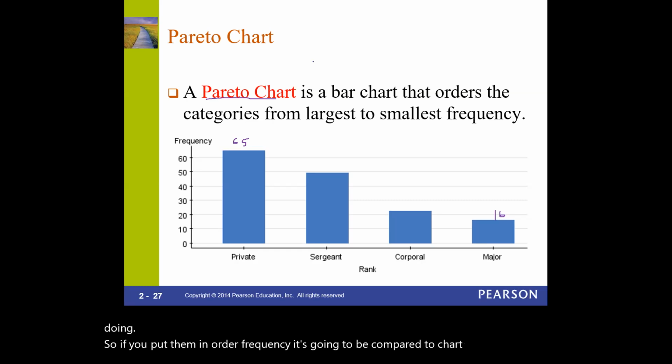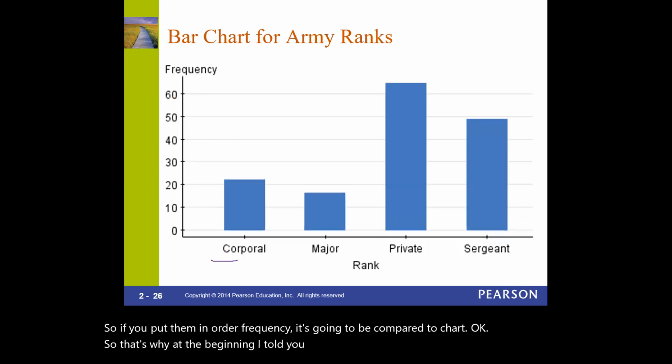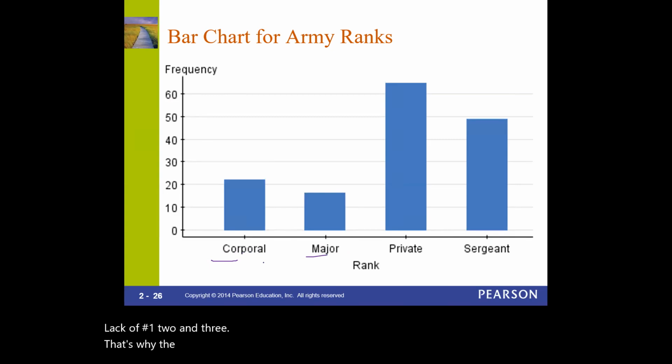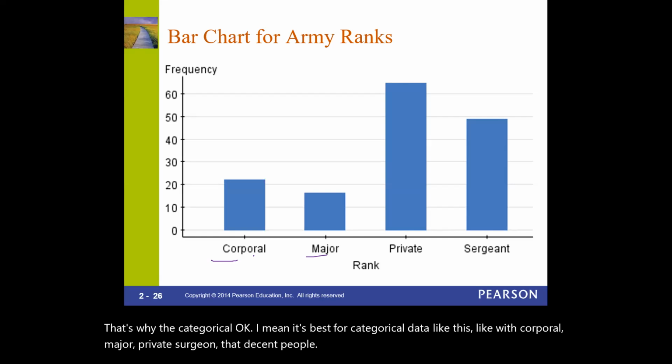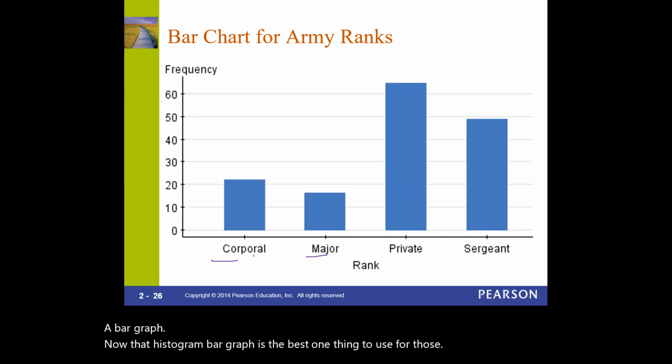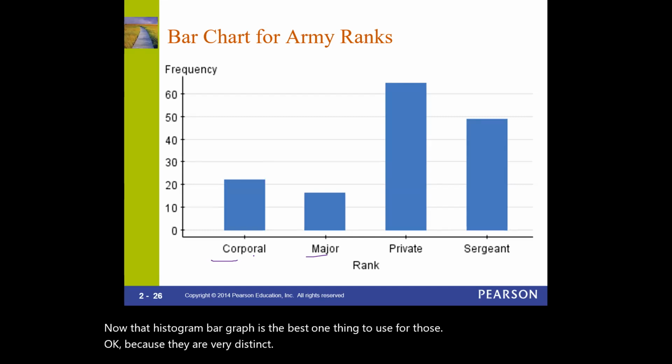That's why at the beginning I told you that it doesn't really matter. I put this one in terms of bars here because it's categorical. You cannot say corporal is bigger than major, like on numbers 1, 2, and 3. It's best for categorical data like corporal, major, private, sergeant, those distinct people. It's best to use what they call a bar graph, not a histogram, because they are very distinct elements.